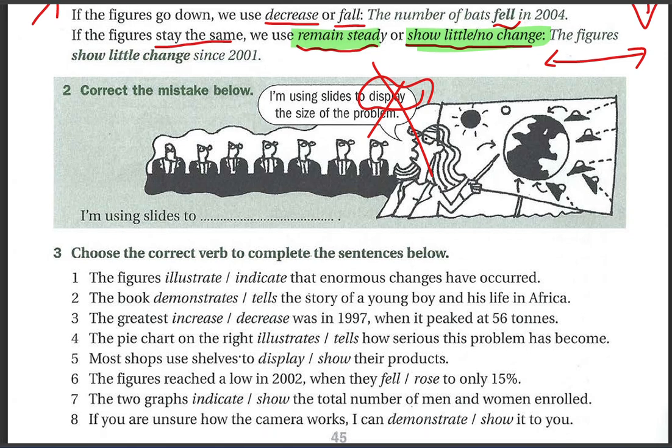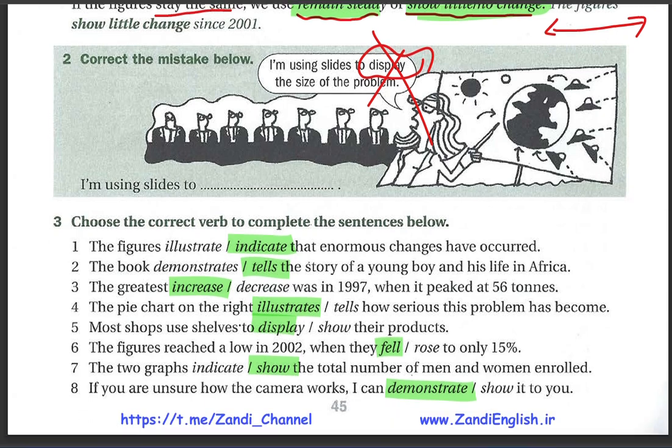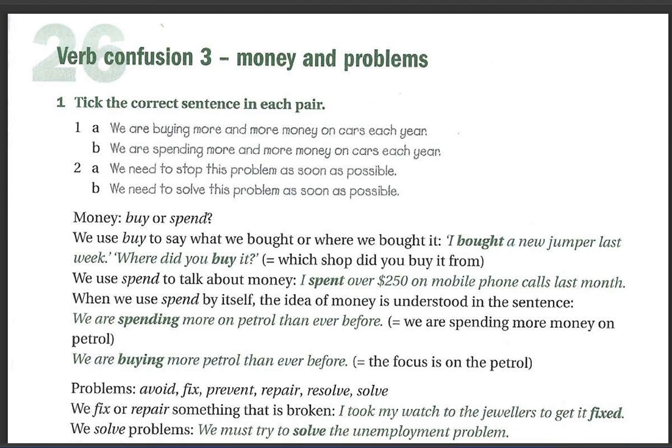Now look at part 3. Choose the correct verb to complete the sentences below. So I want you to pause the video here and answer this part. Then you can check with me. Now you can see the correct answers here. Great. The next unit, the verb confusion part 3, money and problems.